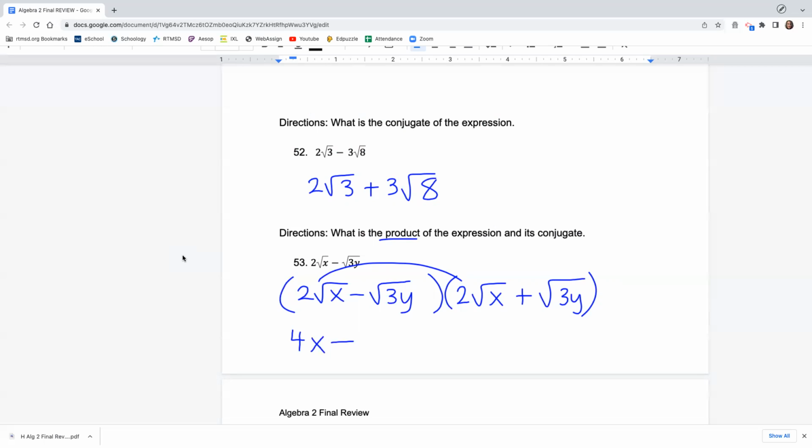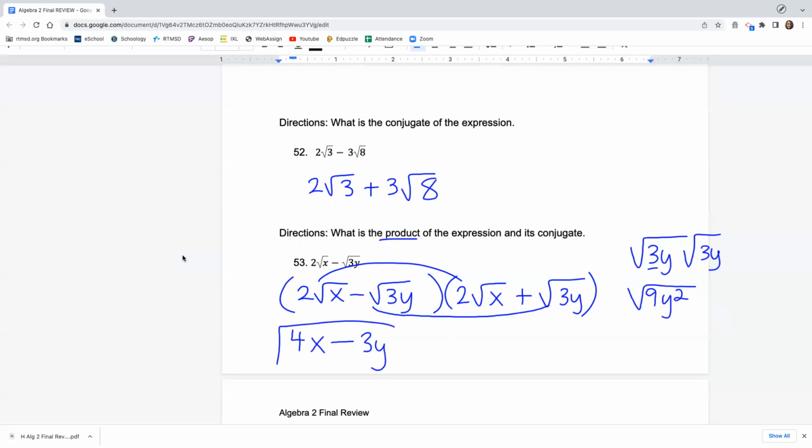Minus, because it's a negative times a positive, we're going to be multiplying square root of 3y times square root of 3y. Now, some of you have this memorized that when you multiply the same exact radical, the answer is just whatever's on the inside, 3y. But really what happens as well is it's 3 times 3 is 9, y times y is y squared. The square root of 9y squared is just 3y. So your answer would be 4x minus 3y for number 53.